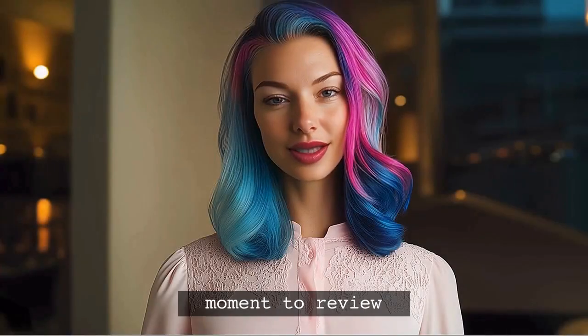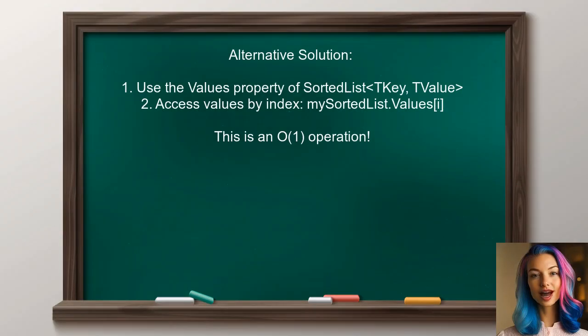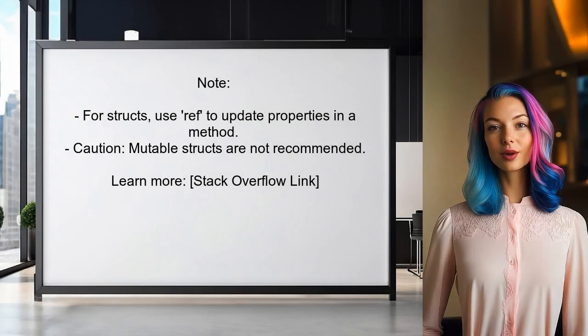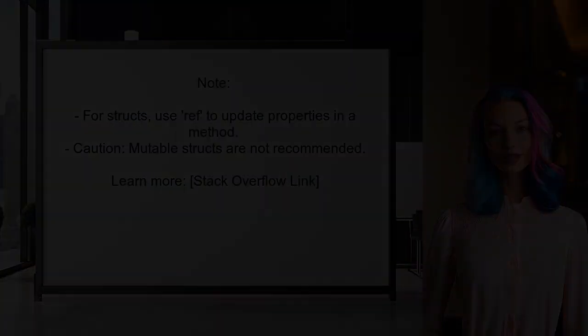Let's take a moment to review another user's answer. An alternative approach suggests using the Values property of the sorted list to access an IList of values. This allows you to retrieve a value by index efficiently, as it's an O(1) operation. For example, you can use mySortedList.Values[i] to get the value at index i. Additionally, if your value type is a struct, you can pass it to a method using ref to update its properties. However, using mutable structs is generally not recommended.